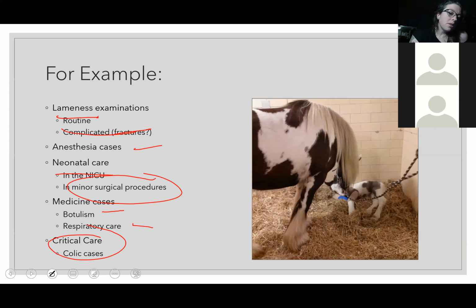So this colic case is actually one that we're going to talk about today. I'm going to use it as multiple examples. Again, this is the one that was published in the Modern Equine Vet, and it's the one that you guys have a hard copy of.